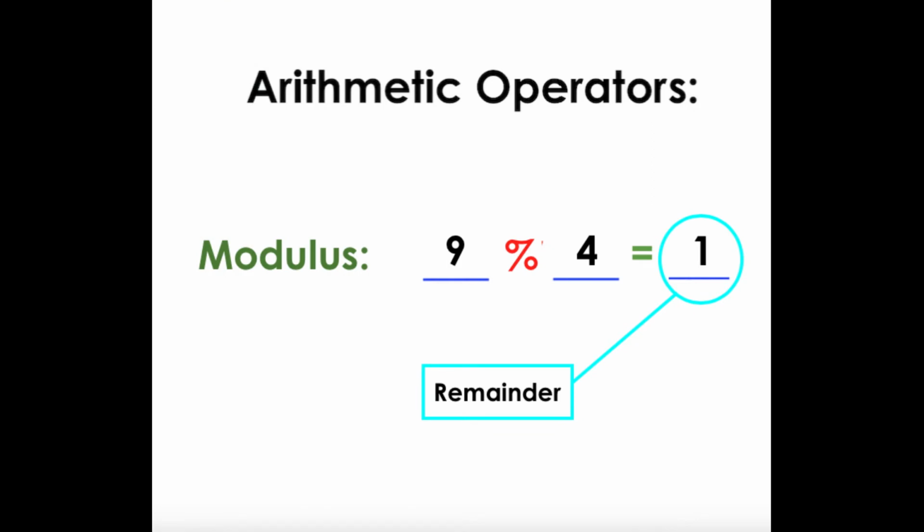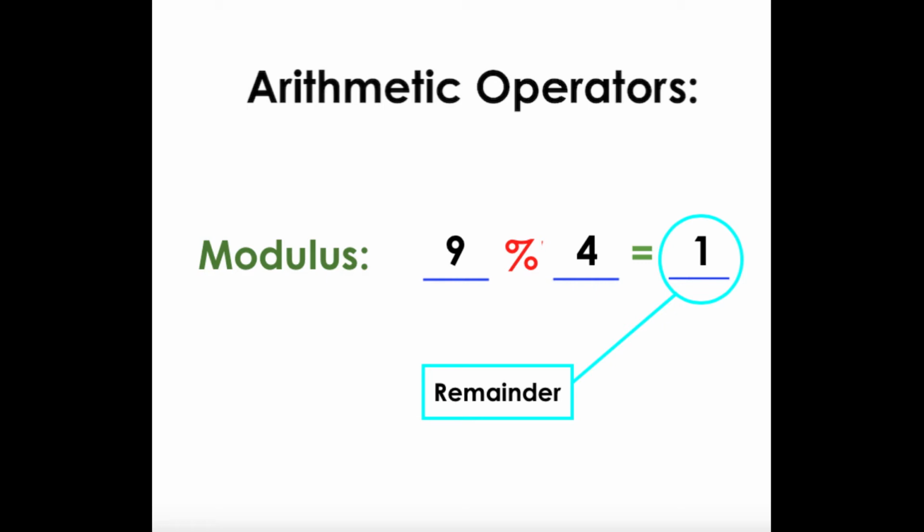The second arithmetic operator is a bit more difficult to understand. It is called the modulus operator, and we use the percent sign for it. What this operator does is to divide the number on the left by the number on the right, and then return the remainder. Once again, this operator returns the remainder of the division of the two numbers. Let's take a look at this in action.